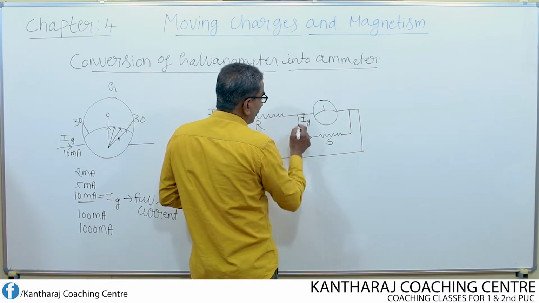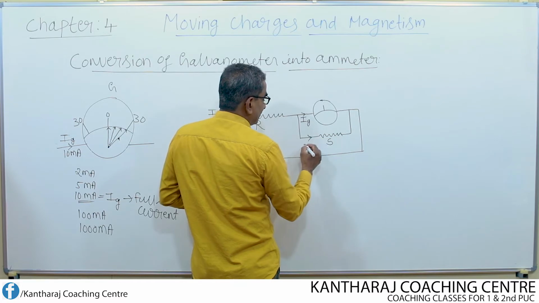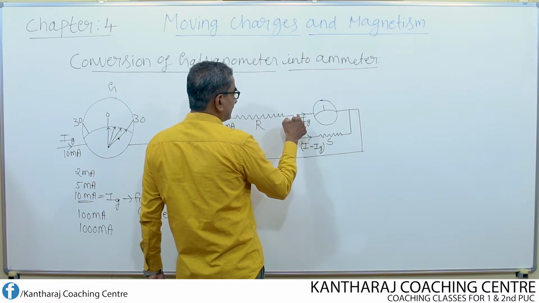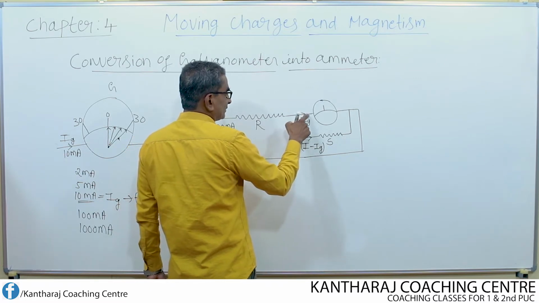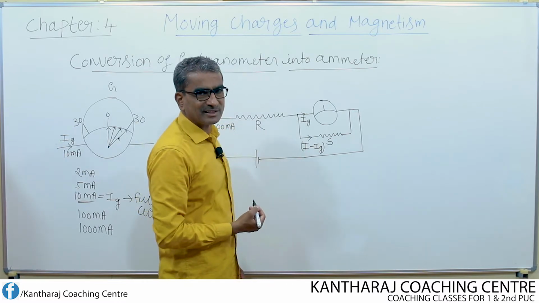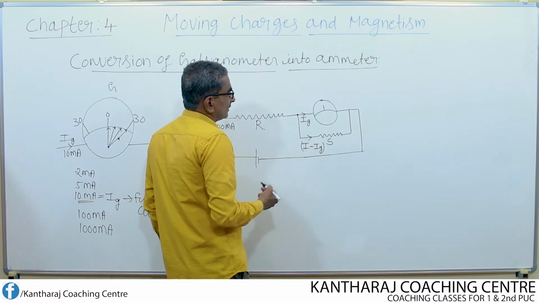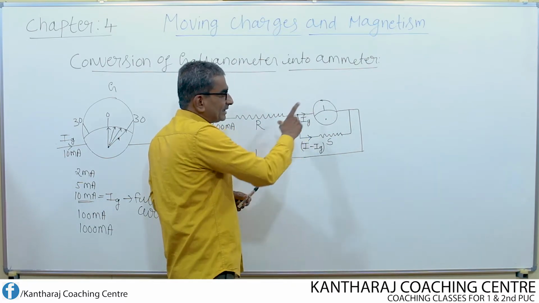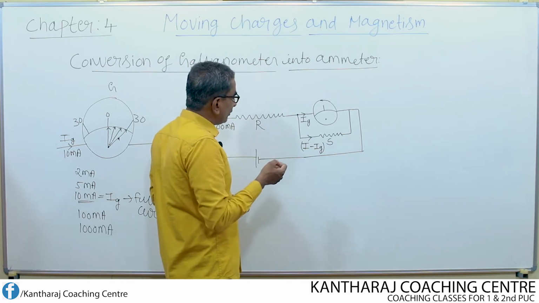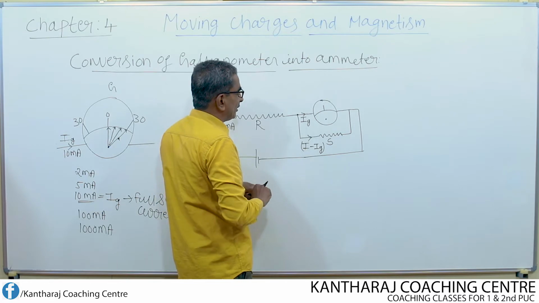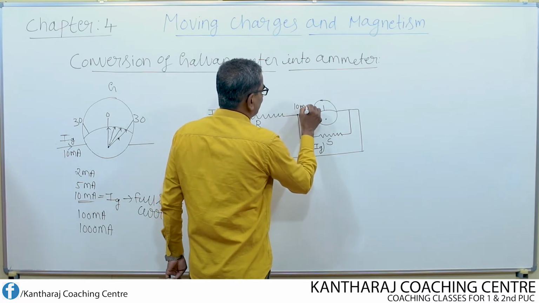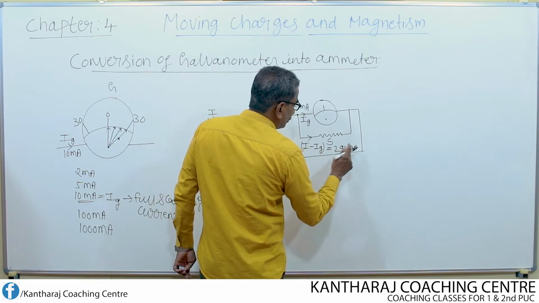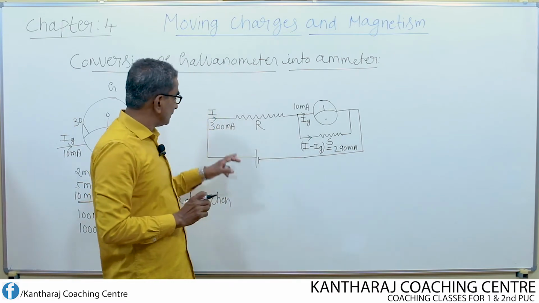Now what about the current that flows through the shunt? That current is nothing but I minus Ig, because the main current I at this point splits into two parts. One is Ig and another one is I minus Ig. This is the pointer. Now the galvanometer is safer. How is it safer? We are allowing only a part of the current to flow through the galvanometer, let us say 10 milliamps. What about this current now? This current is nothing but 290 milliamps. 290 plus 10, totally it becomes 300 milliamps.